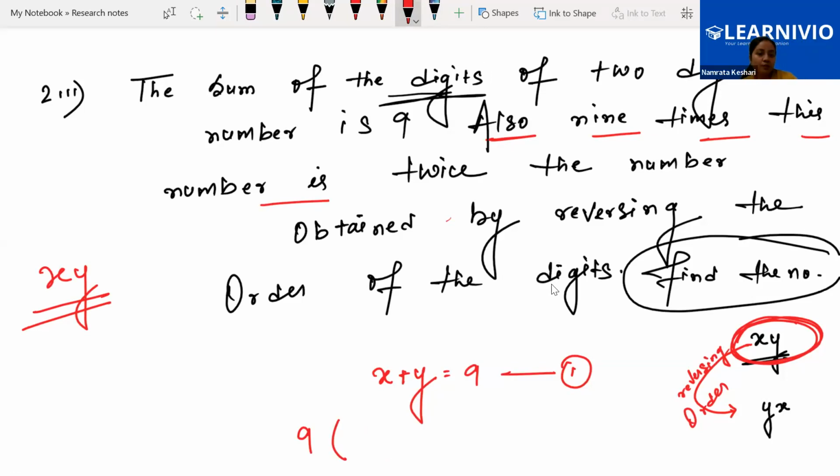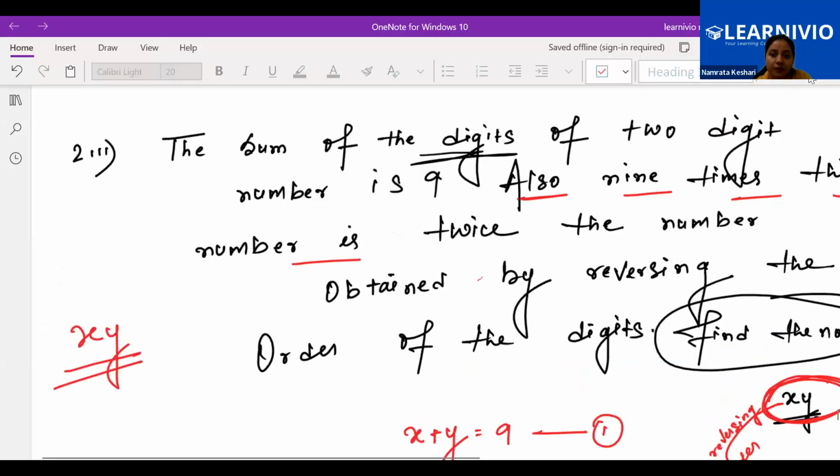X plus y. Yes, x plus y. You are saying x plus y, Ziana? Yes, ma'am. Is it x plus y? Yes, Harshit. Expanded form. See carefully.